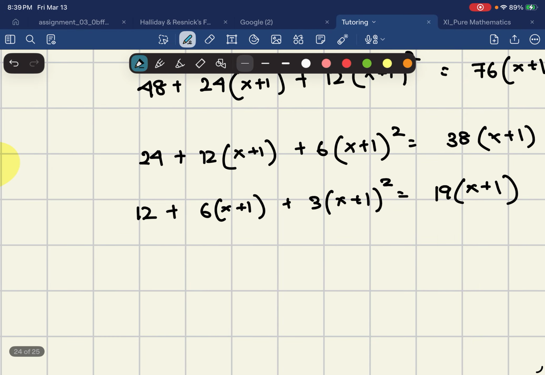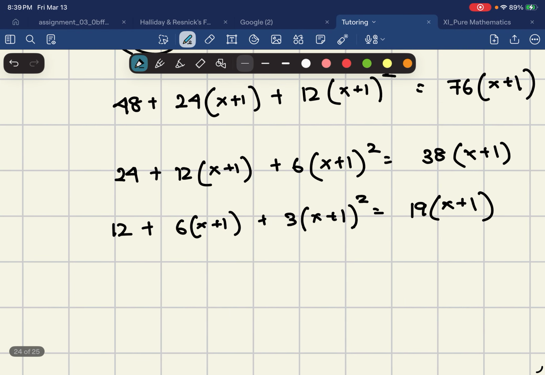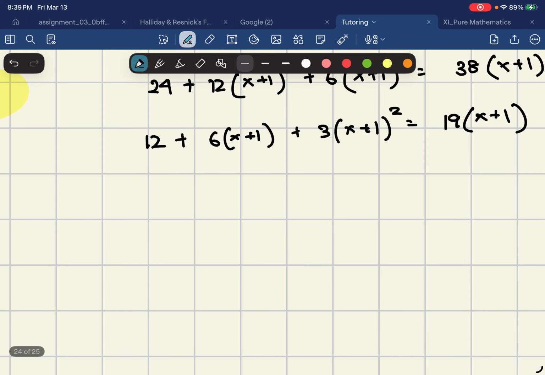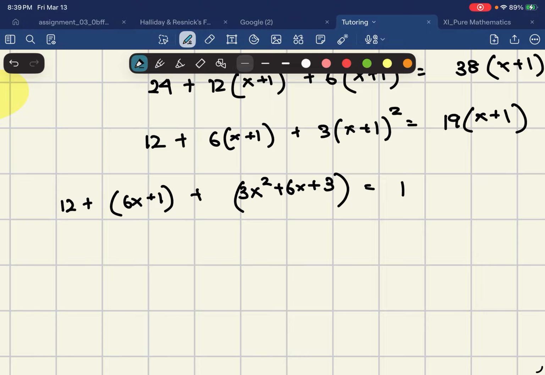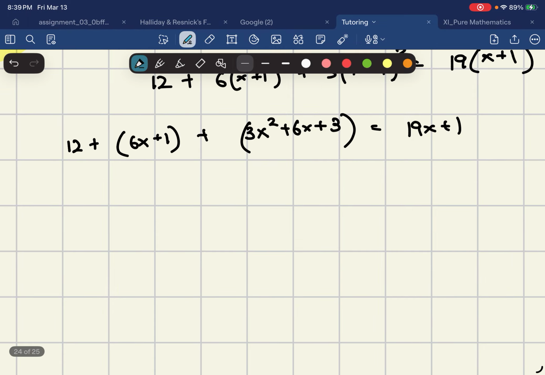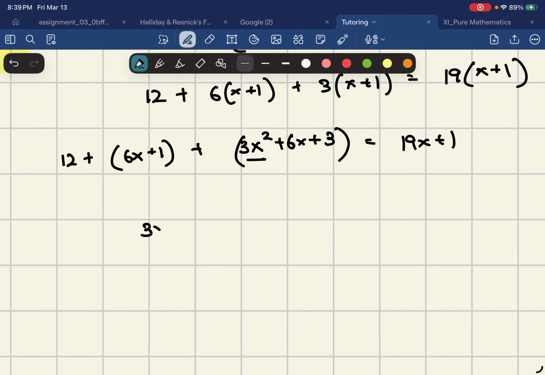And now we can't divide by 2 anymore. But this is much simpler than what we had in the first place. Now let's expand and simplify. So 12, we have 6(x plus 1), that is my second term, plus 3 times (x squared plus 2x plus 1). So if I multiply by 3, I'm going to get 3x squared plus 6x plus 3 equal to 19(x plus 1). Now let's collect the like terms. I have 3x squared, 6x plus 6x is 12x, plus 12 plus 1 is 13, plus 3 is 16.